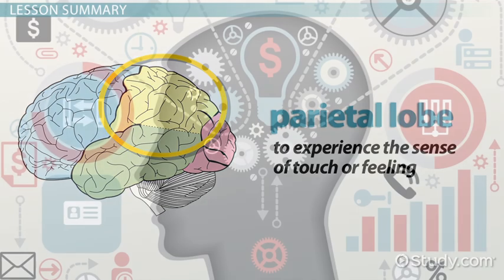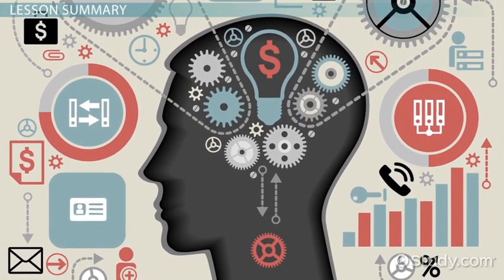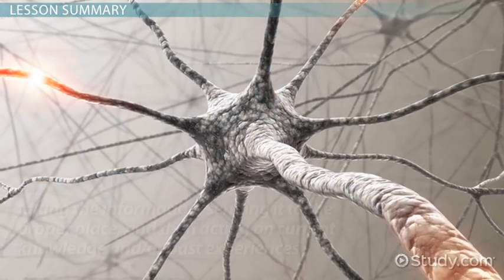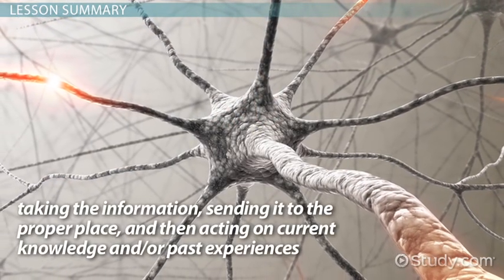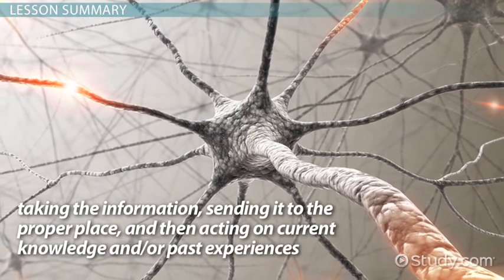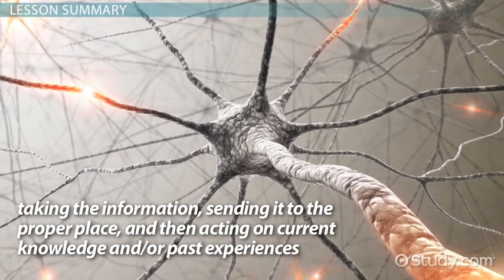Information is constantly coming into the cerebrum from many directions. The cerebrum functions by taking the information, sending it to the proper place, and then acting on current knowledge and/or past experiences.